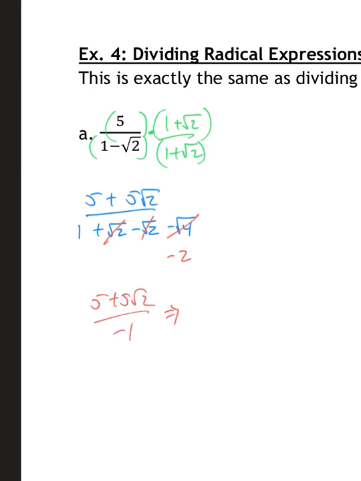With this one, I can divide everything by the negative. So my final answer here is negative 5 minus 5. No i's here. I'm working with square roots. I just did a bunch of those, so I'm brainwashed. So negative 5 minus 5 square roots of 2. That's going to be my solution. This allows me to get the square root out of the denominator.